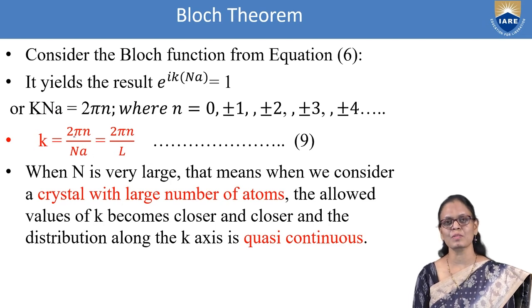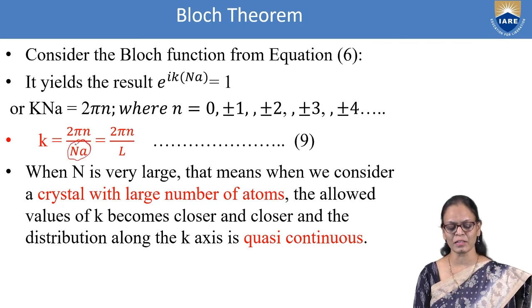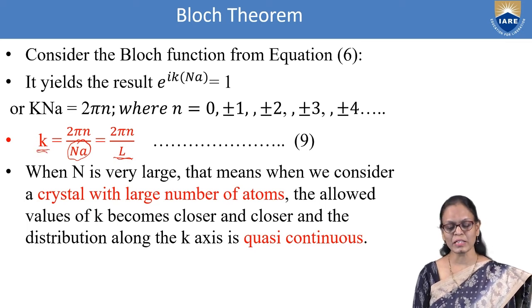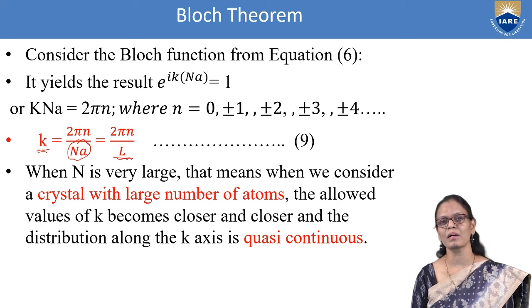So we will simply transpose it. You get 2 pi n by Na. And Na is nothing but the total length of the crystal. So we are trying to represent the wave vector k in terms of the length of the crystal, that is 2 pi n upon N.